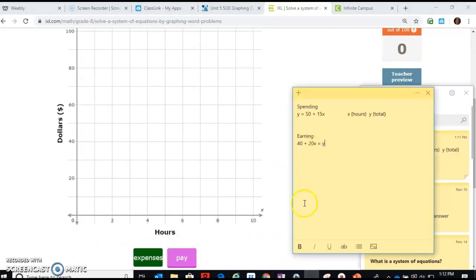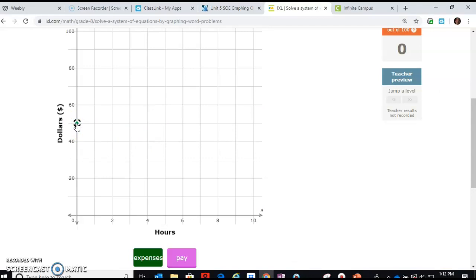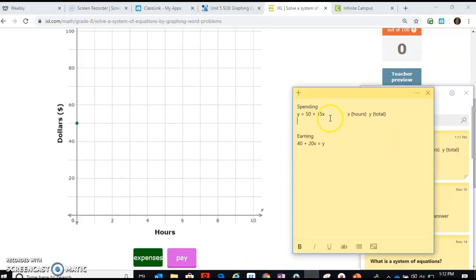And if I bring up my note here, she's starting at $50, so I'm going to click 50. But my slope is 15, and I'm counting by tens here, so that's not going to work. I could say $15 for every one, but that's not really going to help me out. So I'm going to have to play around with some numbers since I can't use my slope.